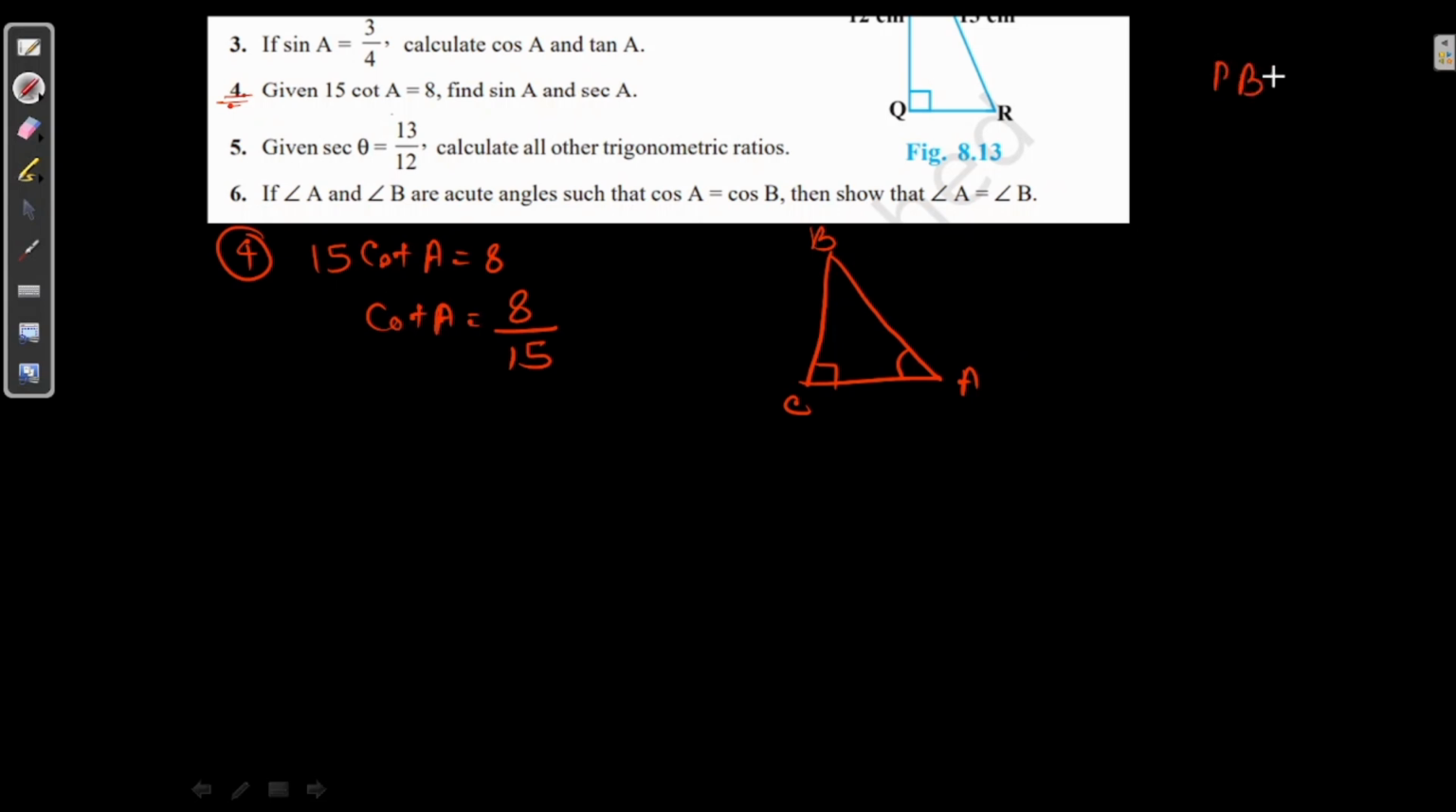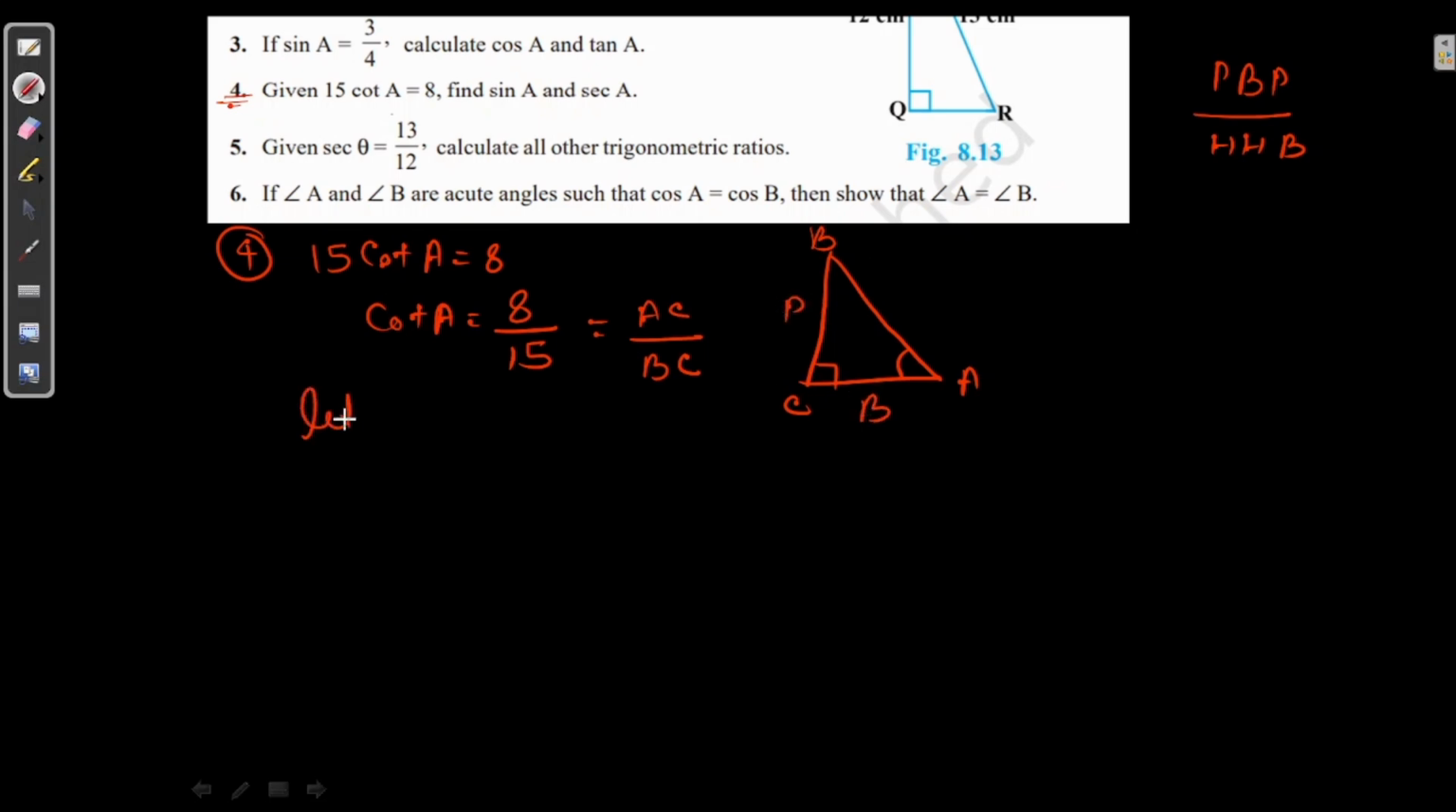We know the rule: Pakistan bhuka pyasa, Hindustan hara bhara. Cot is the opposite of tan. First one is sine, second one is cos, third one is tan. Then cot is going to be B by P. For this angle, what is the base? It is AC. And what is the perpendicular? The opposite one, B.